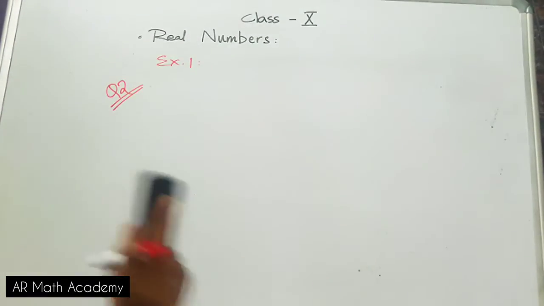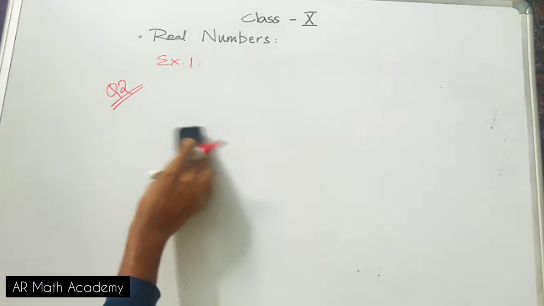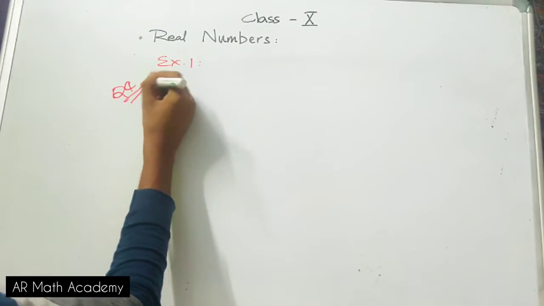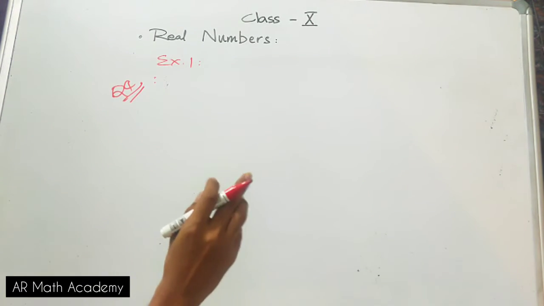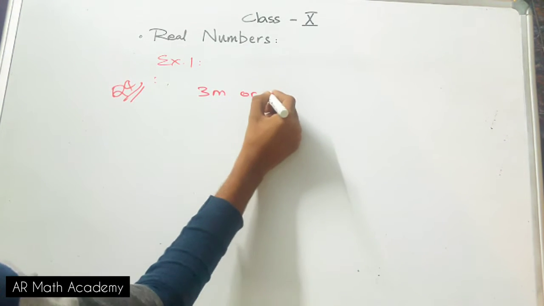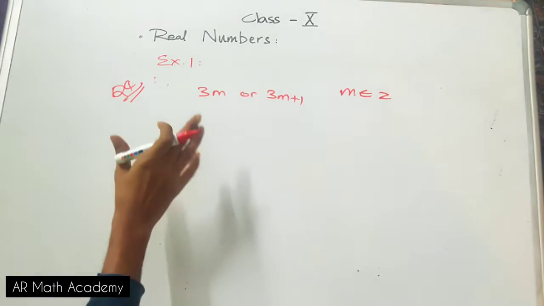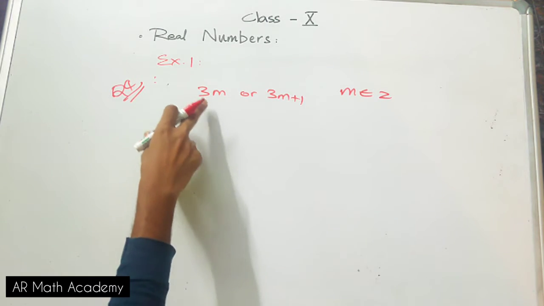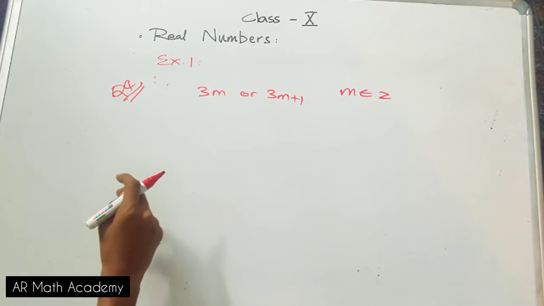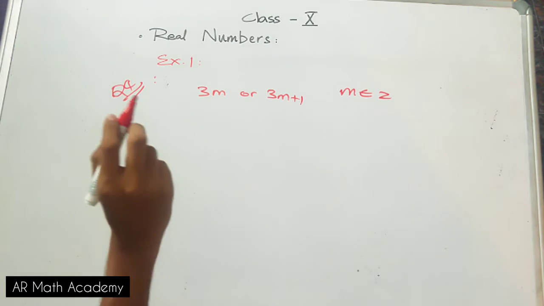There is another problem of this type as well, in question number 4. Yes, in question number 4 there is a similar type of problem. We have to use Euclid's division lemma to show that the square of any positive integer is either of the form 3m or 3m plus 1, for an integer m, where m belongs to the integer set. So we have to show that the square of any integer belongs to one of these two forms, and m belongs to the integers as told earlier. Now we have to check.